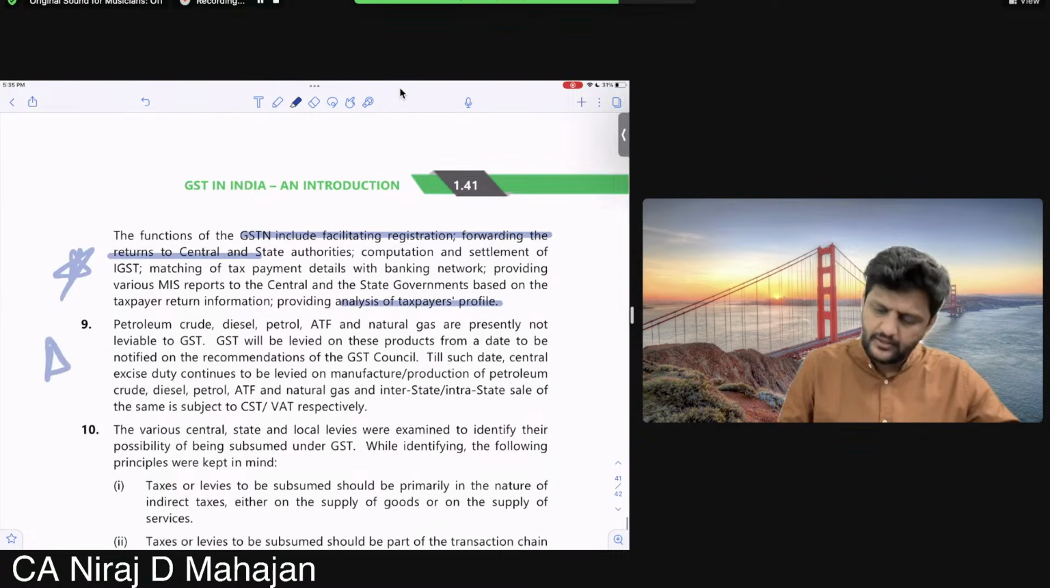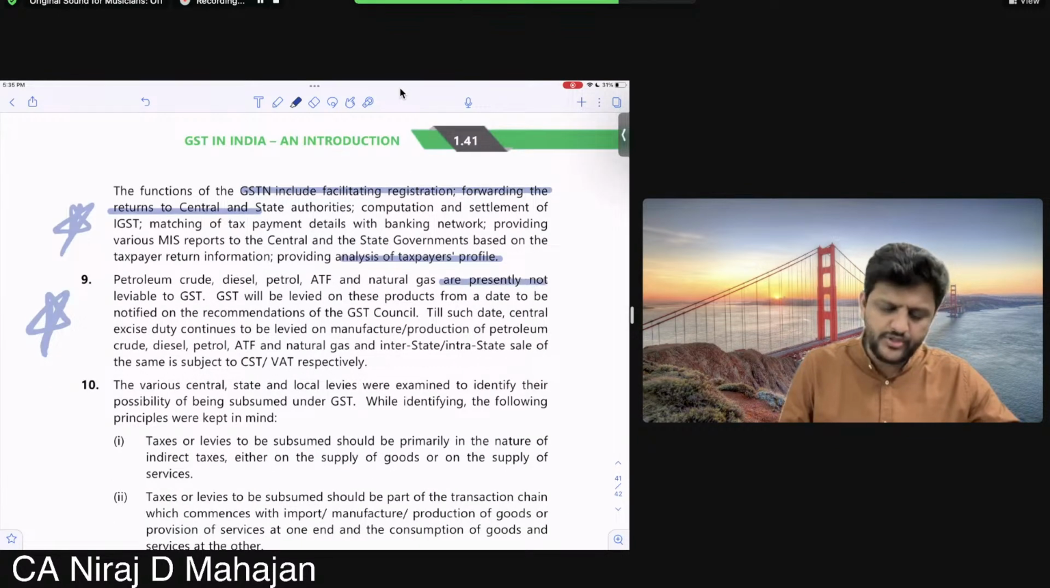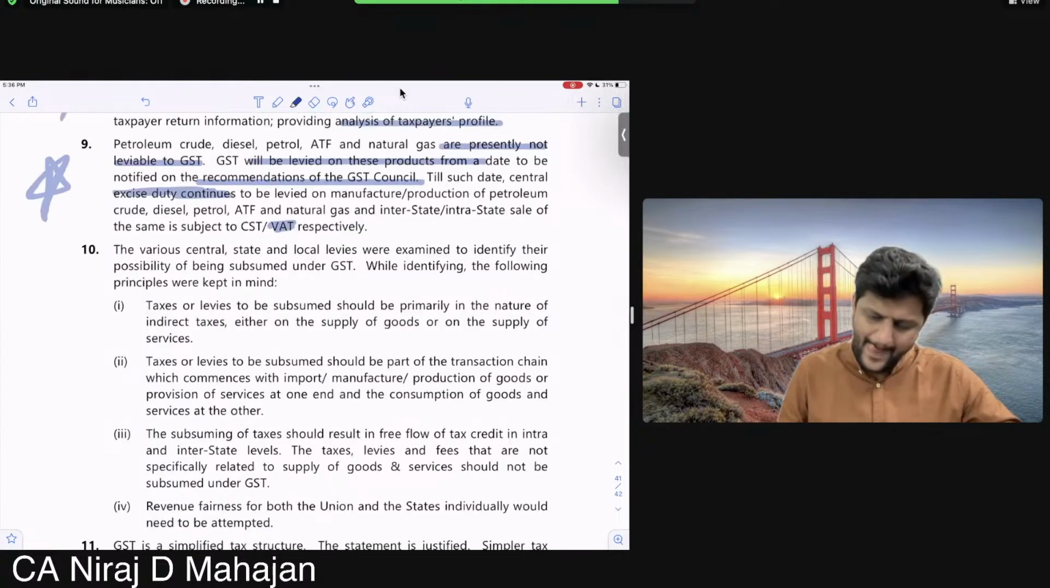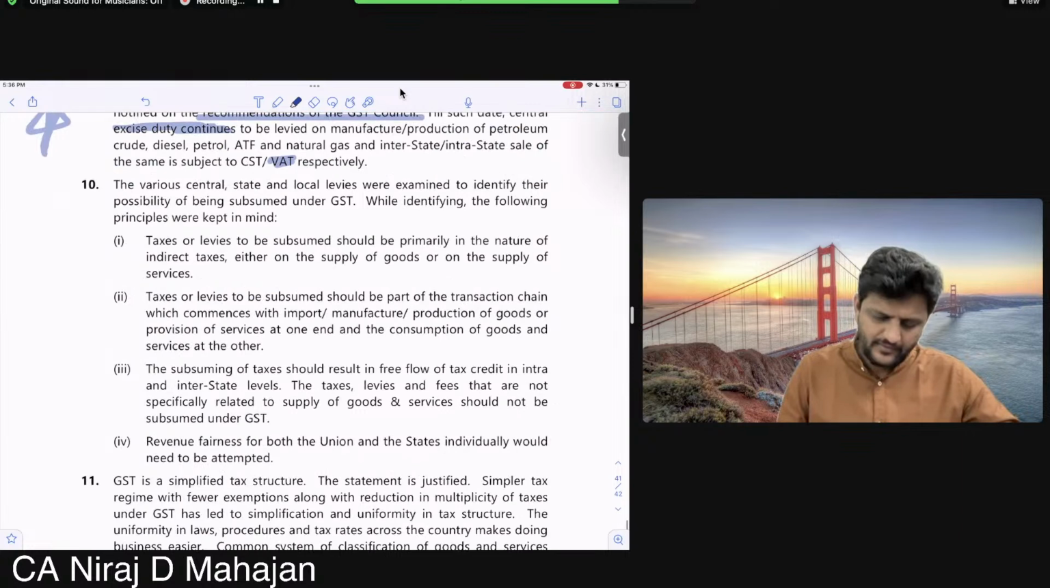These items are presently not leviable to GST. GST will be levied from the date when the GST Council notifies a date for it. Correct, children? Till such date, what is applicable? Your excise duty as well as VAT. These you will have to learn by heart. Question number 10 or its answer you will have to learn by heart, children.